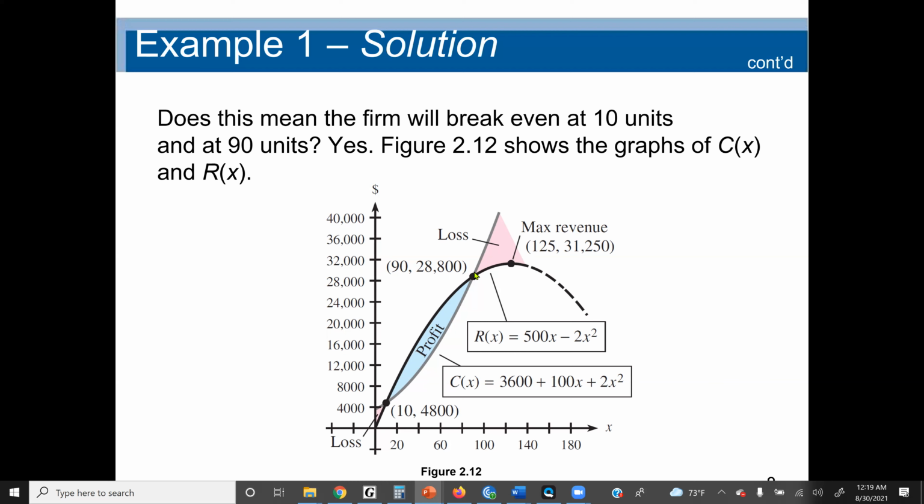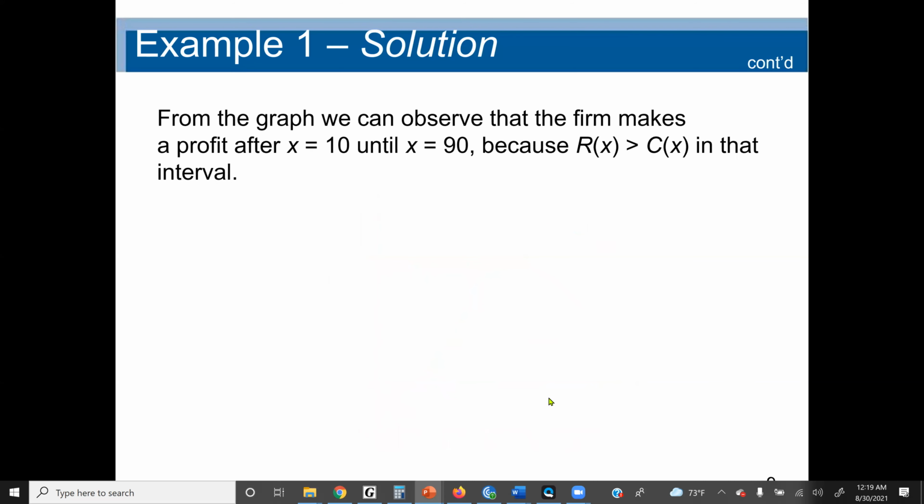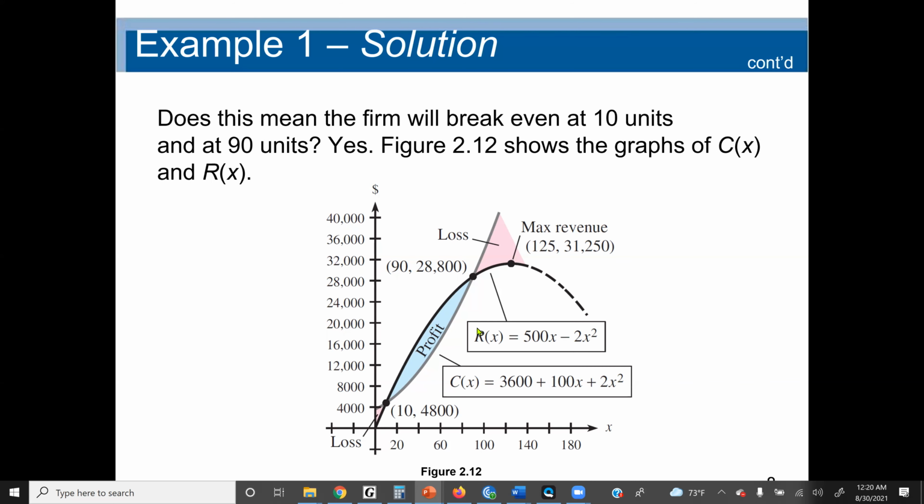But in the intersection of C at x and R at x is where we have what we call the break-even point. Now, from the graph, we can observe that the firm makes a profit after x equal to 10 until x equal to 90, because R at x is greater than C at x, which we can see from the graph.